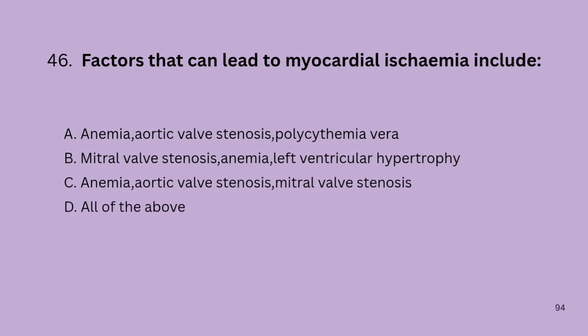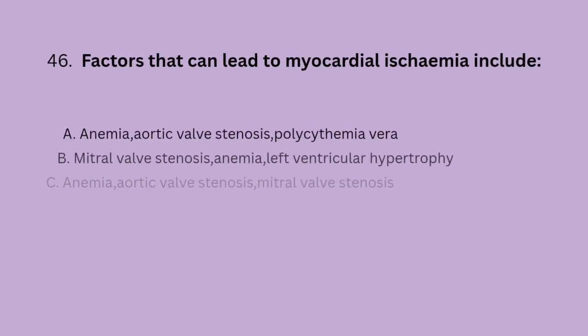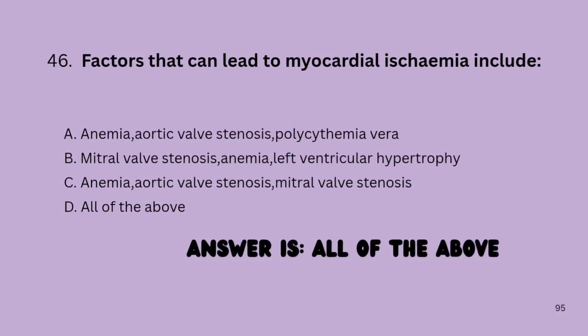Number 46. Factors that can lead to myocardial ischemia include: anemia, aortic valve stenosis, polycythemia vera, mitral valve stenosis, anemia, left ventricular hypertrophy, anemia, aortic valve stenosis, mitral valve stenosis. All of the above. The correct answer is all of the above.